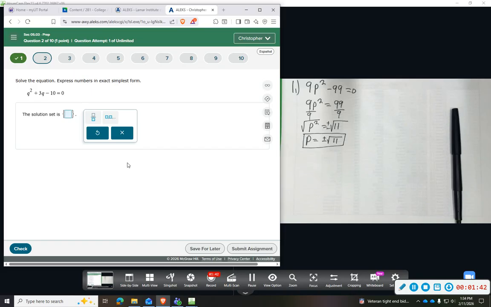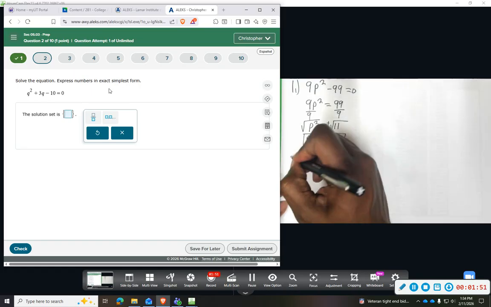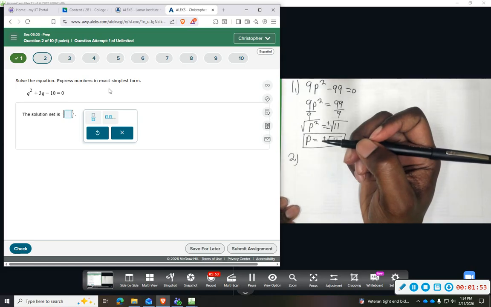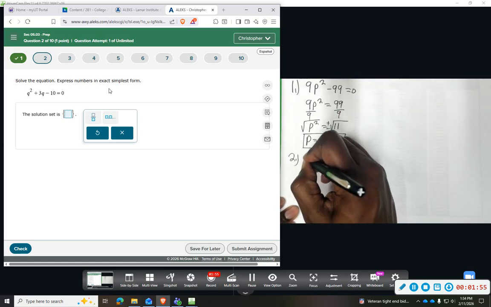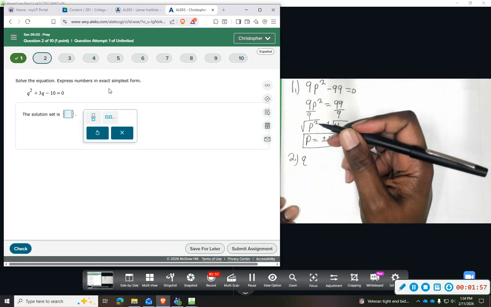All right, question number 2, we have a quadratic equation, and it says solve the equation, express numbers in exact simplest form. Okay, so with the quadratic equation, I will either try to factor it or I will do the quadratic formula.